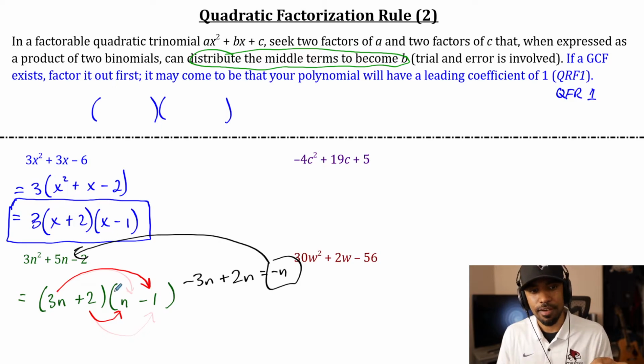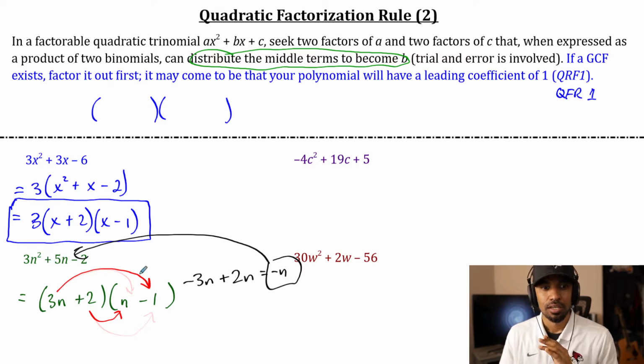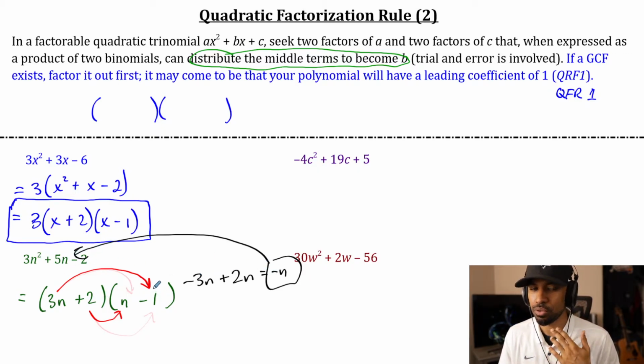That's what I was saying. We seek factors of a and c, but then we got to test out which ones give us a positive 5 when it's multiplied. 3 times negative 1 was negative 3. 2 times 1 was 2. Negative 3 plus 2 was not positive 5. That means this 2 and the negative 1, even though those are the right numbers, they're not in the right spot. And they might not be the right signs.